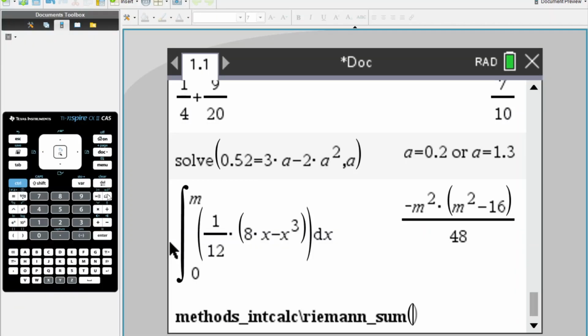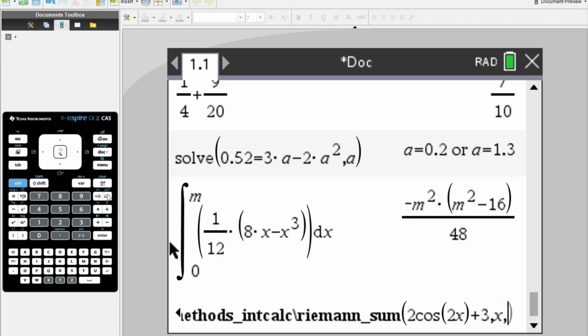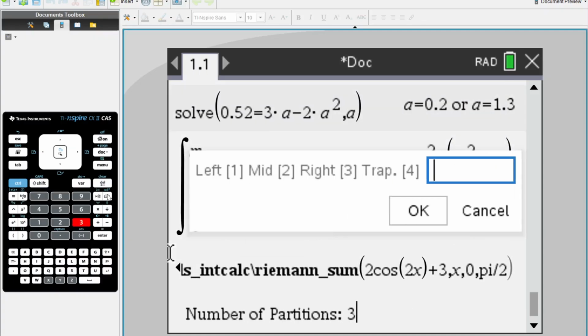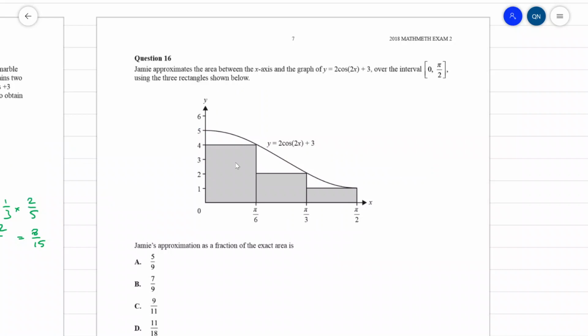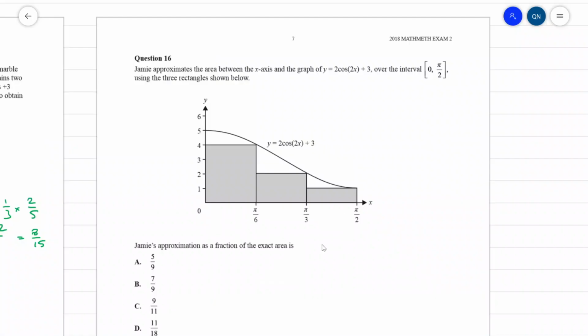You plug in the function, which is 2 cos of 2x plus 3, comma x, comma, we start at 0, we end at pi on 2. Number of partitions is 3. And we're using the rectangles aligned to the right of the function. So we're going to go for option 3 here. And we get some answers.